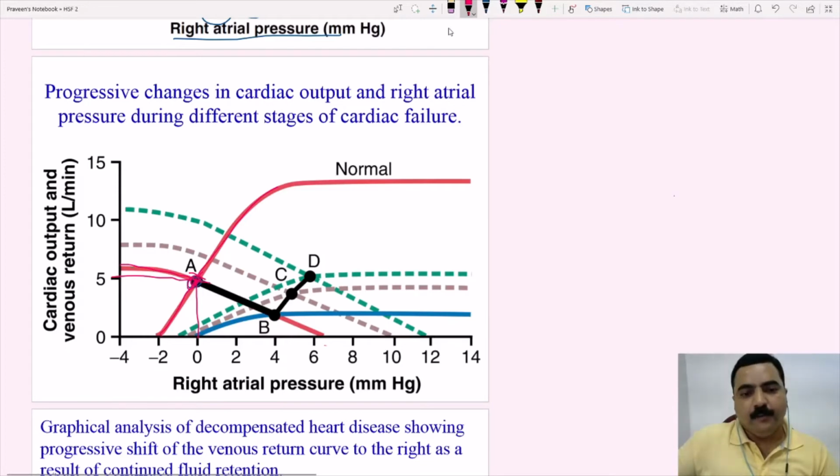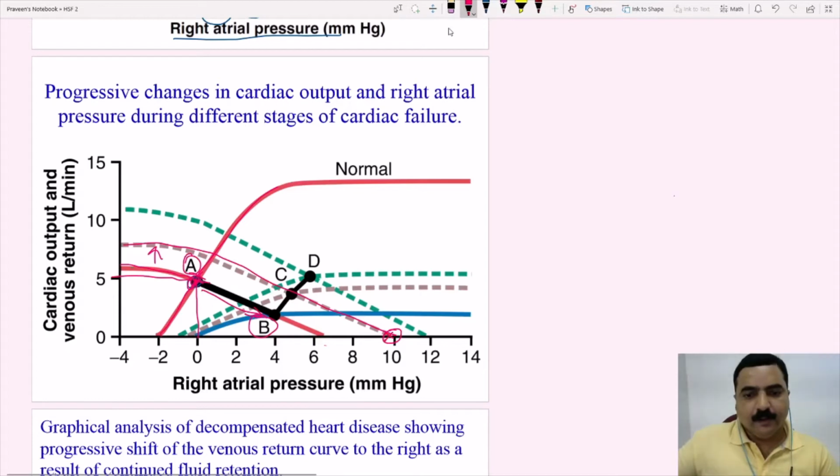Okay, so now what happens? This point is dropping from A to B. It's dropping because of the heart failure. Now when there is sympathetic stimulation, what is happening to the venous return curve? You can see this venous return curve has gone up. So this is your new venous return curve.